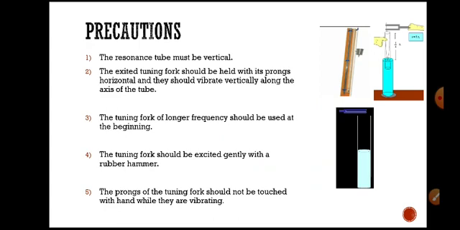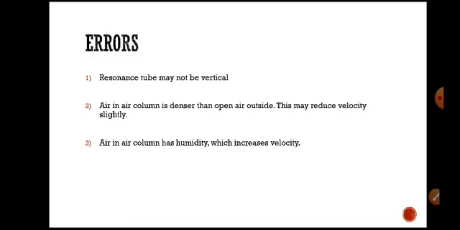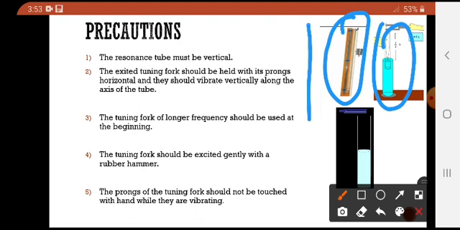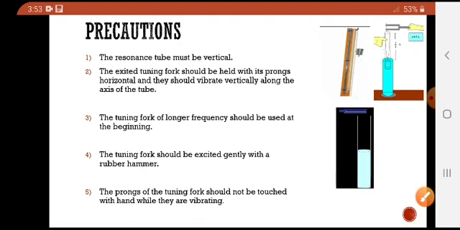So now you have to take precautions. The precautions must be followed to get an accurate value. The resonance tube must be vertical, clearly vertical. It should not be like this, it should be like this, exactly vertical. The excited tuning fork.